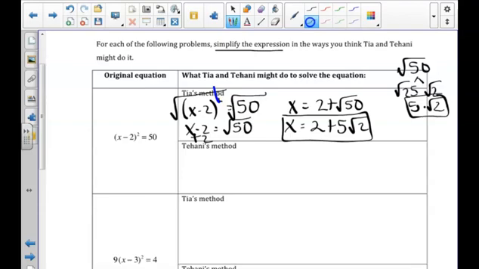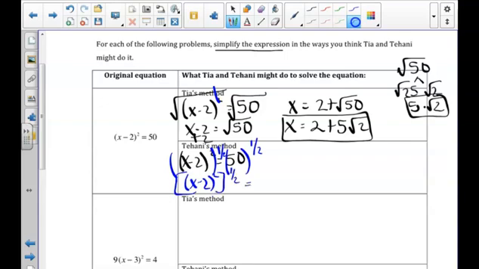Now let's try and do the same thing with Tehani, except we're going to change and simplify this equation using exponents. So I'm going to rewrite my initial equation, and we are going to raise the left and the right side to the 1/2 power. So what we have here then is x minus 2 quantity squared, let me use brackets, to the 1/2 power, and then we have 50 to the 1/2 power.